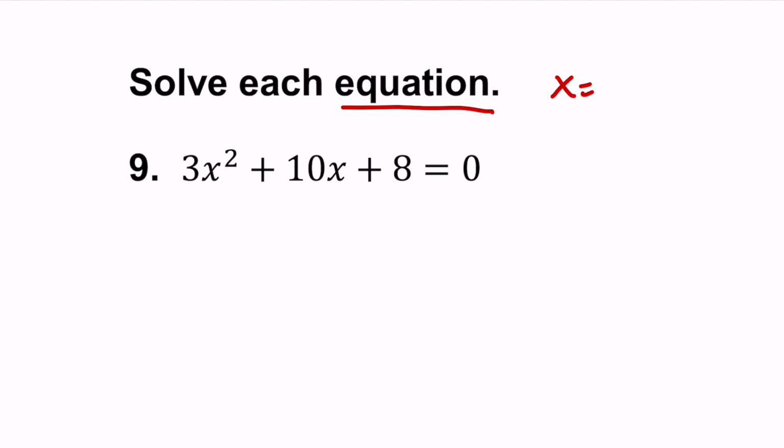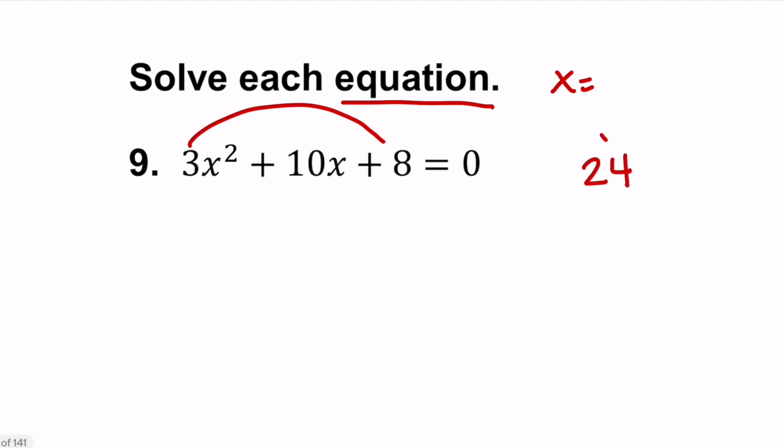So I'm going to first factor. We're going to ignore the equals 0. I'm going to take 3 times 8 times 3 is 24, and I'm looking for two numbers that multiply to 24, add to 10. Now 24 is positive, so they both either need to be all positives or all negatives, but they're adding to be a positive 10.